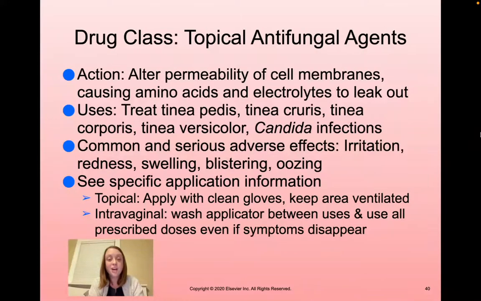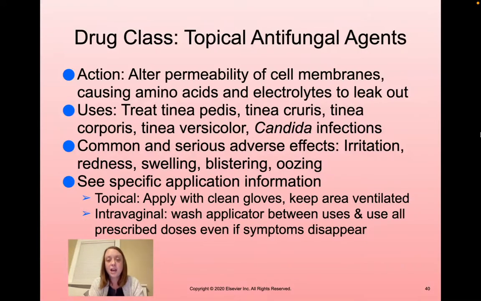Let's move on now to some topical antifungal agents. These work by altering the permeability of cell membranes, and they cause amino acids and electrolytes to leak out. They treat things like tinea pedis, tinea cruris, tinea corporis, tinea versicolor, and candida infections. Common and serious adverse effects include irritation, redness, swelling, blistering, and some oozing.